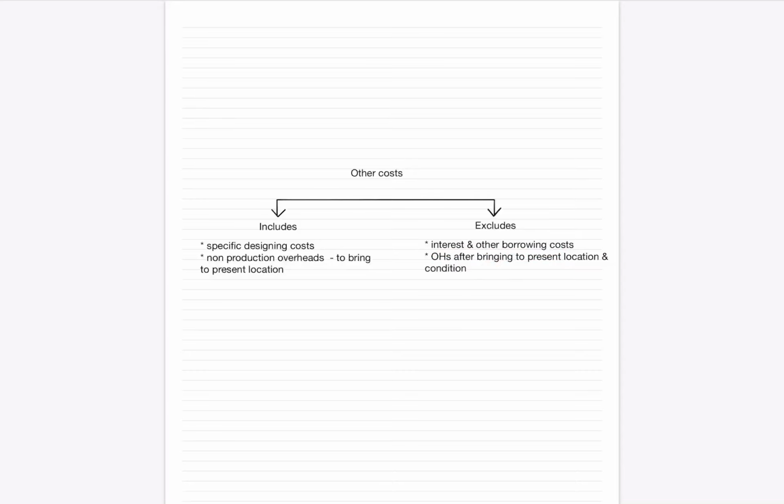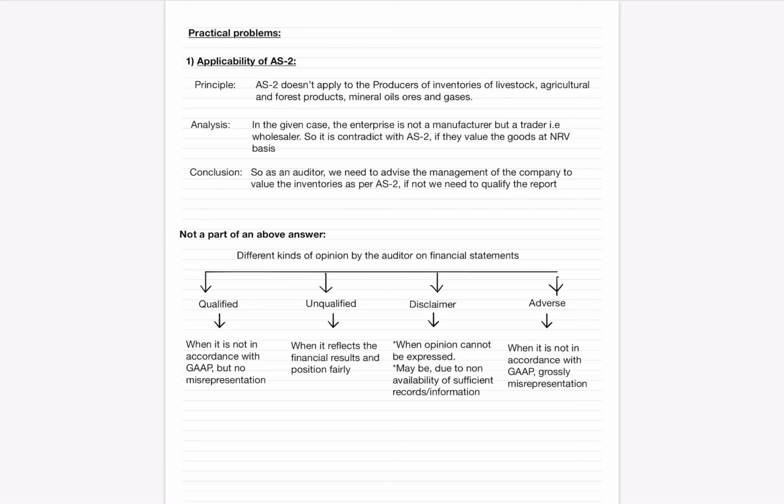So, in principle, as per AS2, it does not apply to the producers of inventories of livestock, agricultural and forest products, mineral oils, ores and gases. In the given case, the enterprise is not a manufacturer but a trader, that is a wholesaler. So it is contradictory to AS2 if they value the goods on net realizable value basis. So as an auditor, we need to advise the management of the company to value the inventories as per AS2. If not, we need to qualify the audit report.